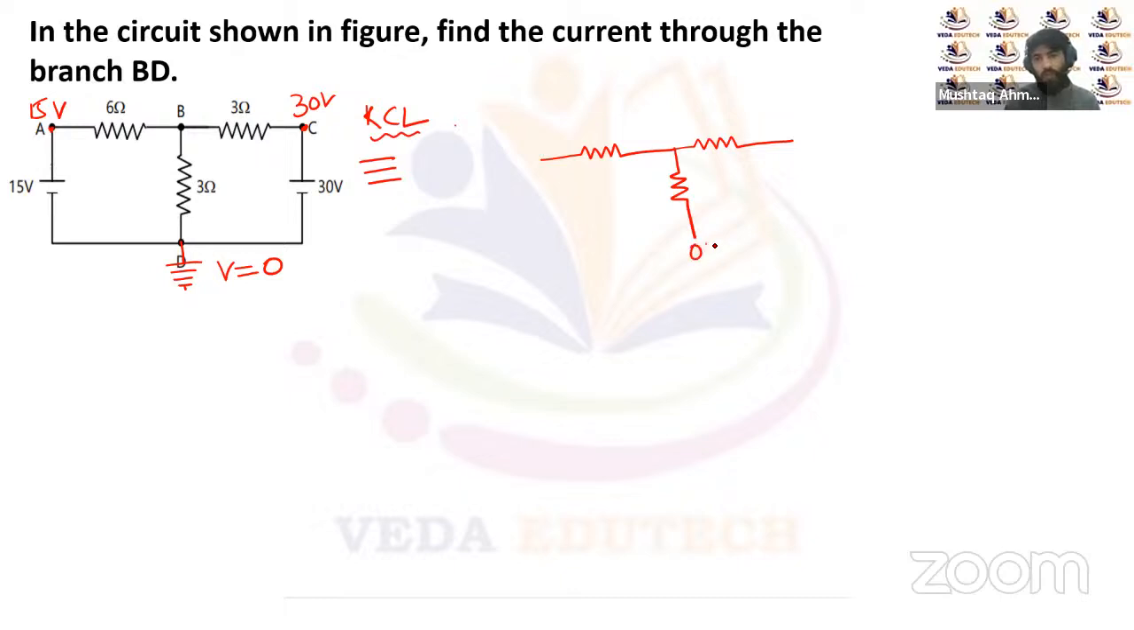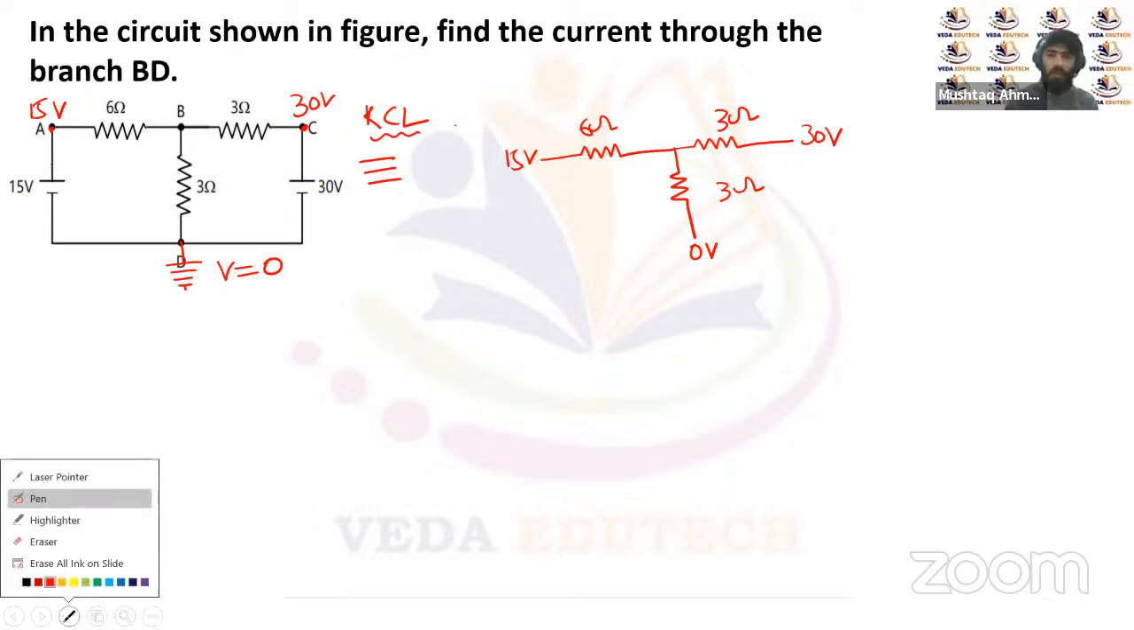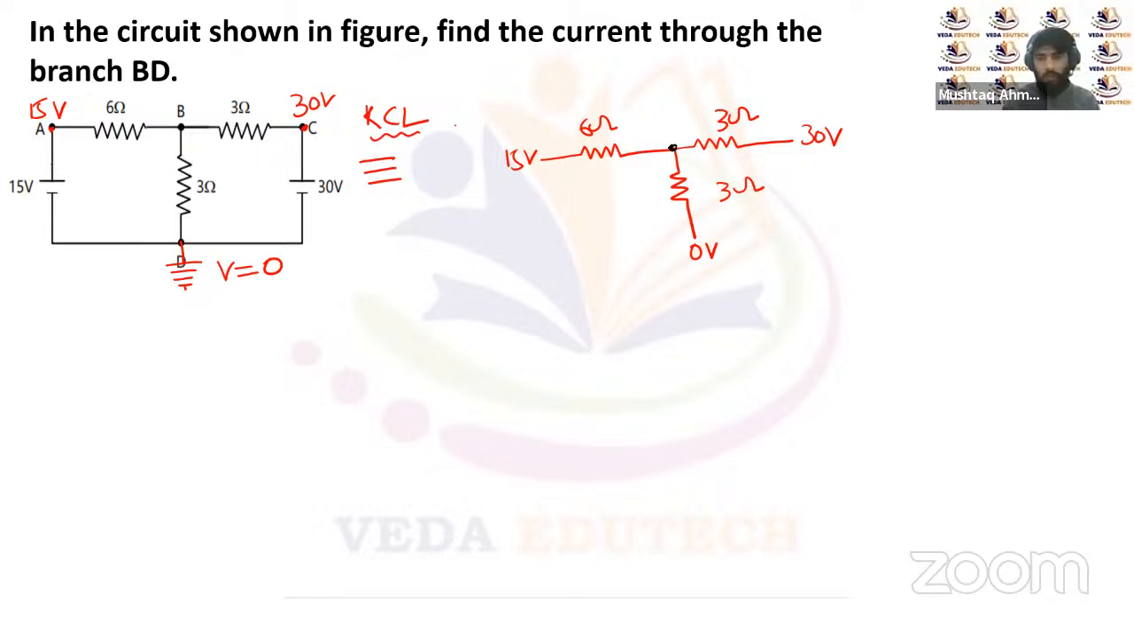So this is 0 volt here, this is 15 volt here, and it is 30 volts here. So this is a 3 ohm resistor, and this is a 6 ohm resistor here, and this is once again a 3 ohm resistor. So now I can apply the KCL here at this junction point. Let me assume V is the potential at this point. Applying KCL, what we'll get is (V minus 15) over 6 plus (V minus 30) over 3.